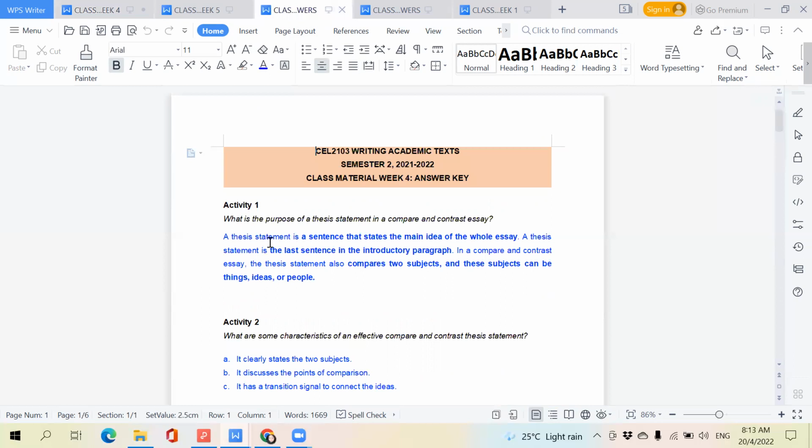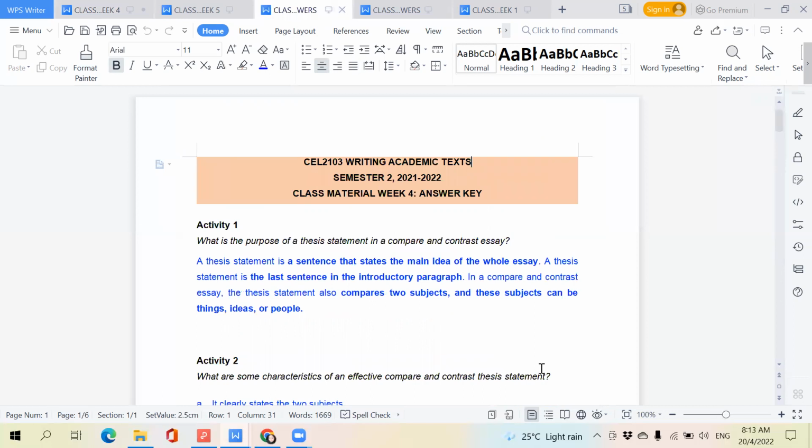Okay, so a thesis statement states the main idea of the whole essay. That's why you need a thesis statement, because you want to tell your readers, this is your main idea. This is what they should focus on. And the thesis statement should always be the last sentence of your introductory paragraph. Kena ayat yang terakhir, the last one.